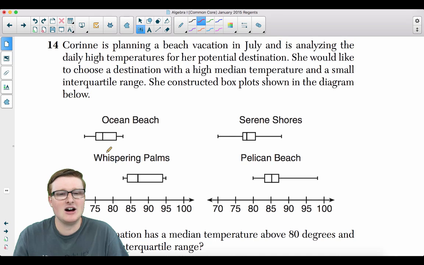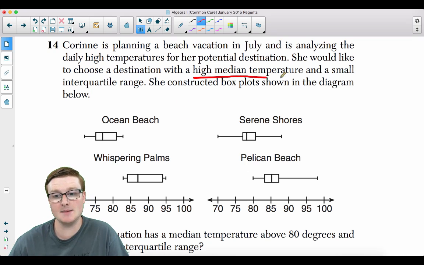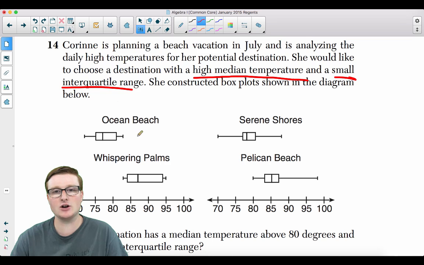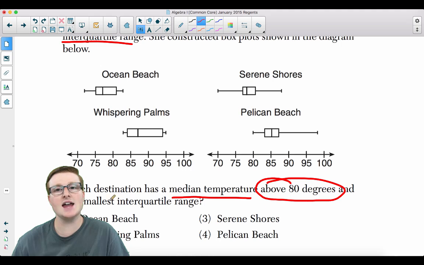I don't know names. All right, Kareen is planning a beach vacation in July and is analyzing the daily high temperatures for her potential destination. She would like to choose a destination with a high median temperature. Okay, so high median temperature and a small interquartile range. She constructed box plots shown in the diagram below. Which destination has a median temperature above 80 degrees and the smallest interquartile range?